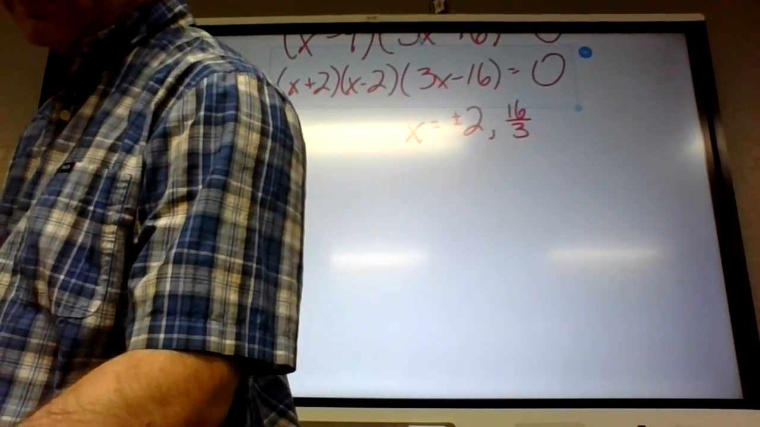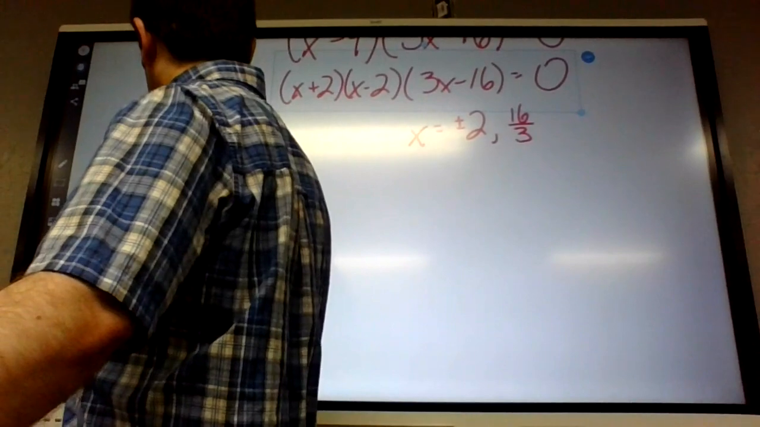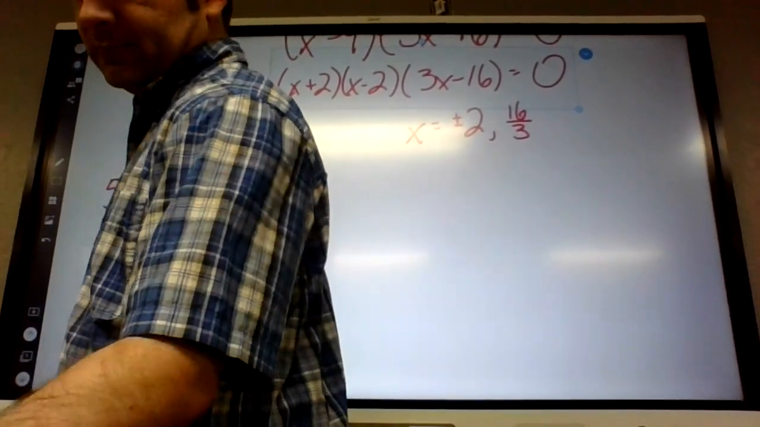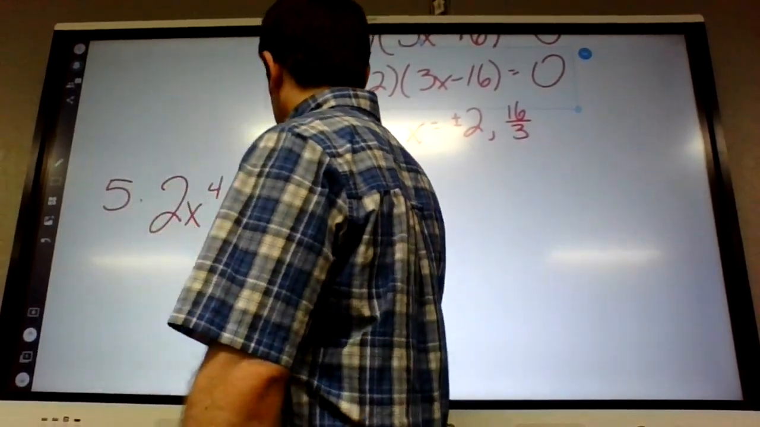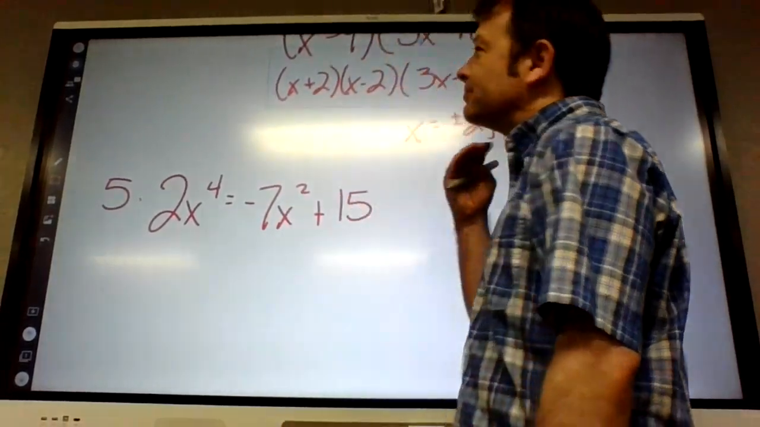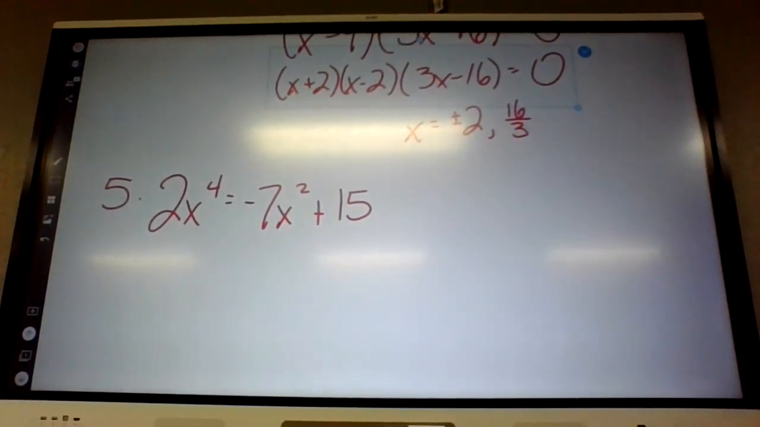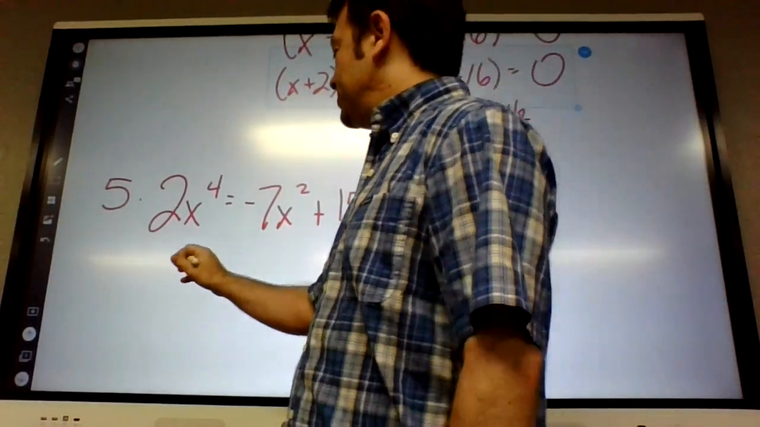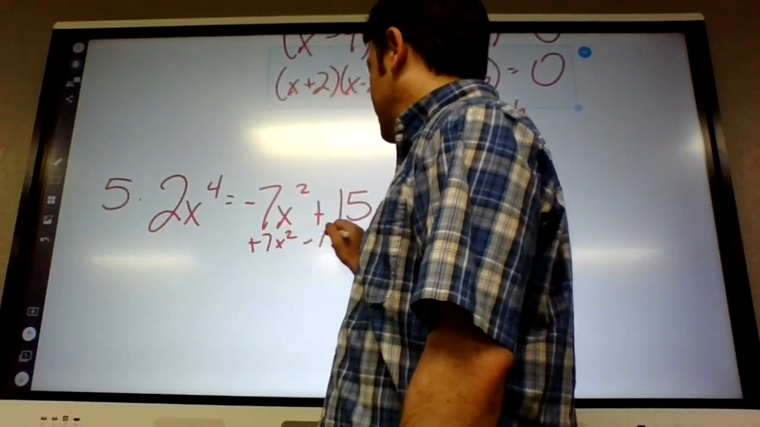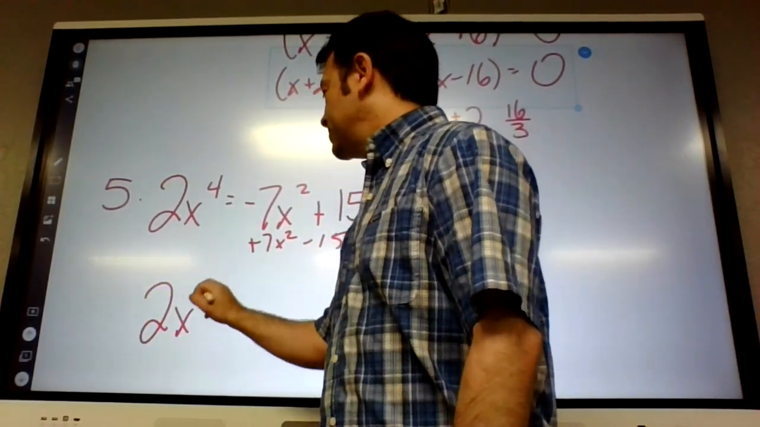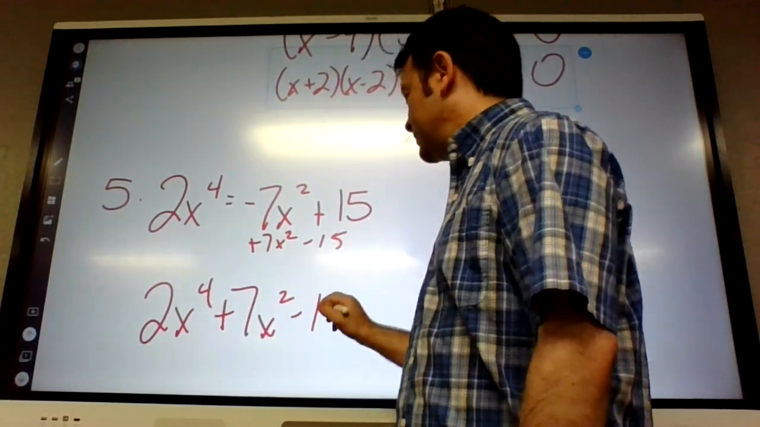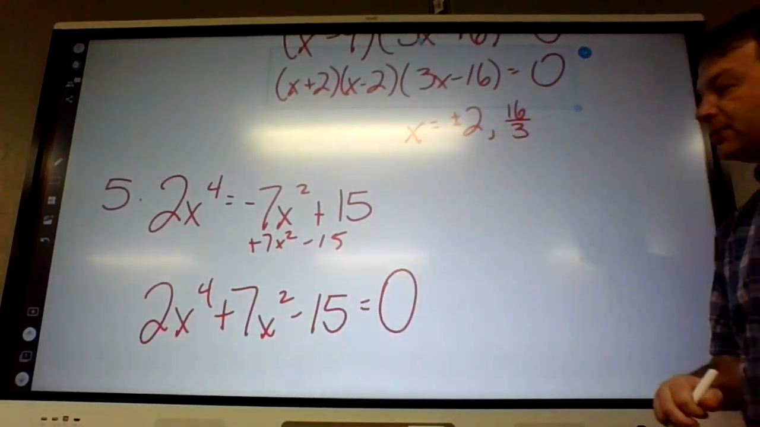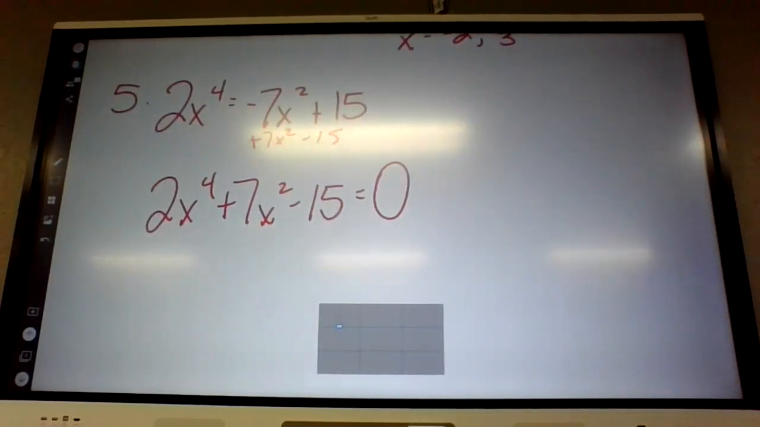Number 5, 2x to the 4. Okay. Any ideas on this one? Move over some of the numbers. Yeah, let's move everything to the left. So I'm going to add this one over and move this one over. So we got 2x to the 4th plus 7x squared minus 50. You want it equal to 0, so you can use that factoring trick.